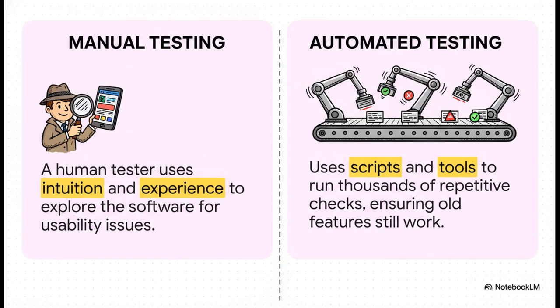A real person is clicking around, exploring the software, using their intuition to spot weird stuff a machine might miss, like if a button is just in a really awkward place. Then you've got the forensics team, automated testing. They use special tools and scripts to run thousands of checks automatically. This is amazing for stuff like regression testing, which is just a fancy way of making sure a new update didn't accidentally break an old feature.